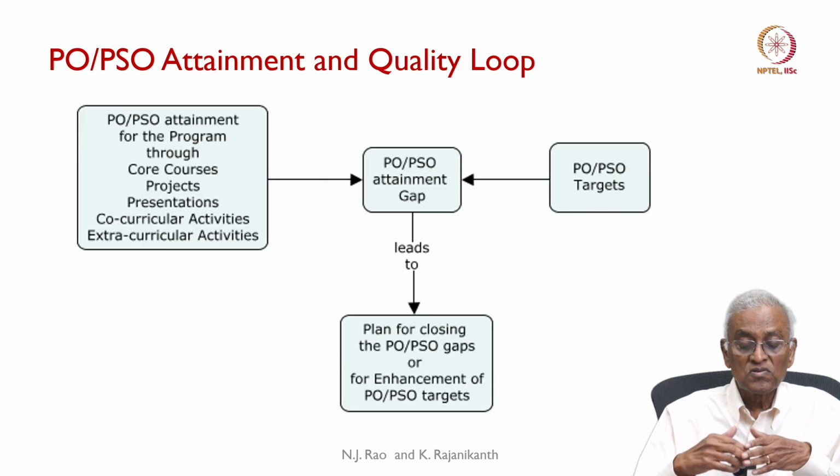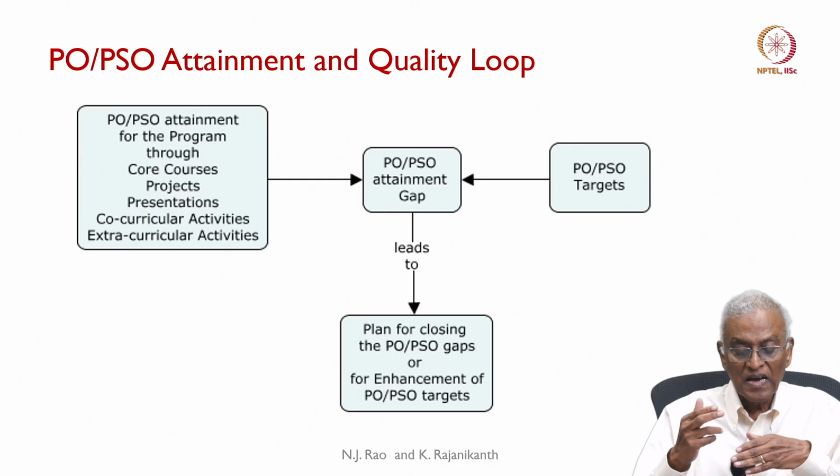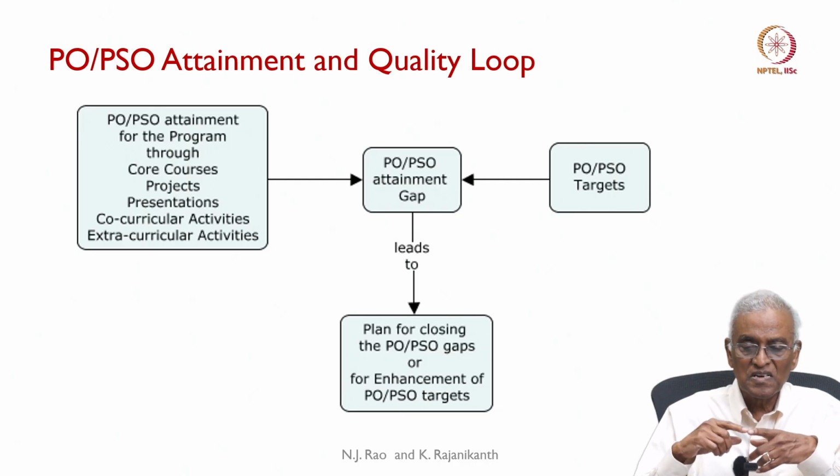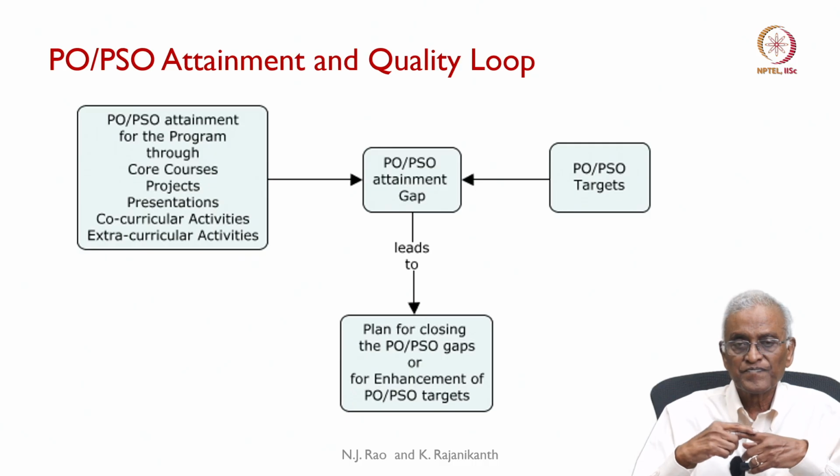Then you plan for closing the PO, PSO gaps, and if it is a negative gap, then you enhance the target of that PO, PSO. That is how you keep closing the loop, but this loop is closed over a batch of students, that is 4 years. You close the loop every 4 years. That means if you want to suggest any modification, it is for the next batch of students.